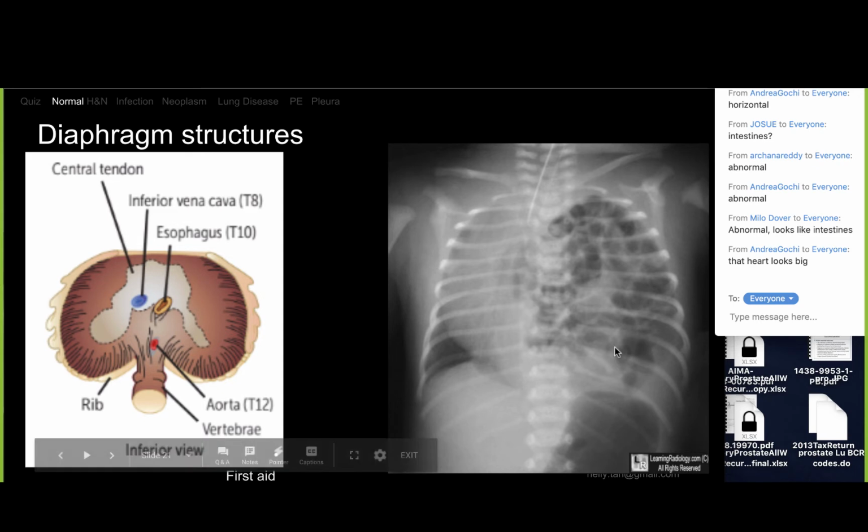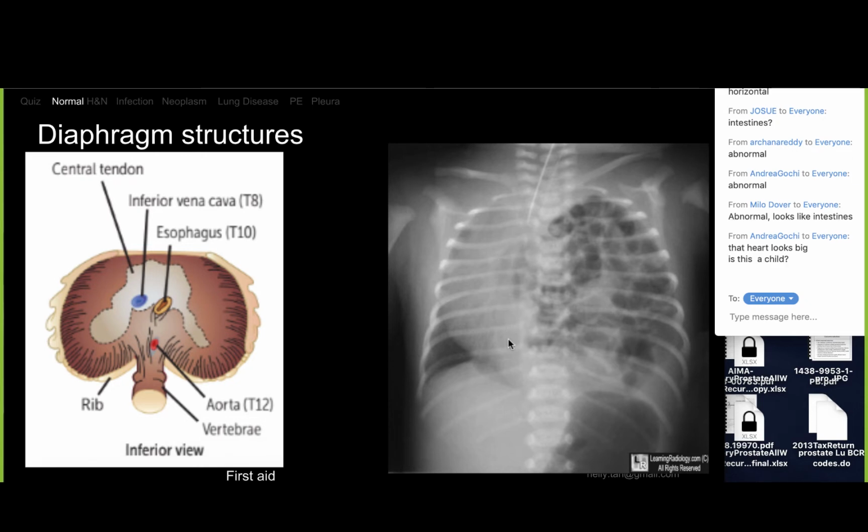So this can happen congenitally. It can happen by a lot of different causes, like trauma. People who get stabbed, for example, can get herniation of abdominal contents into the chest, to varying degrees. The heart looks big. It's hard to say, but it does look a little prominent. This is the endotracheal tube, and you see that the ET tube is also being displaced because of mass effect from the diaphragmatic hernia.